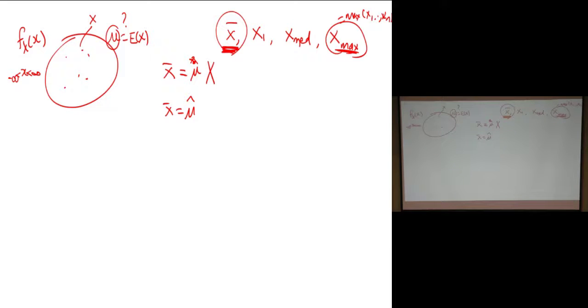The hat makes a lot of difference. Mu by itself is a constant, representing the expectation of x. We may not know that. But mu hat is a statistic, or a function of the random variables. In this case, I define mu hat equal to 1 over n summation of xi, i from 1 to n. So that is an estimator.